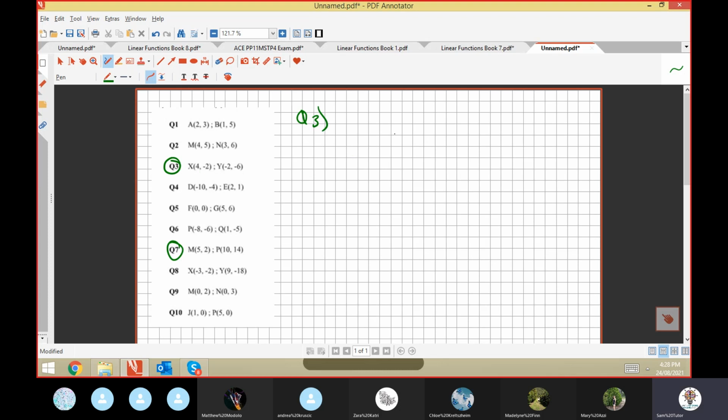X is (4, -2). I just want to say it one more time. Don't forget, you can use the other formulas that you're used to, but right now we're trying to learn it through rise and run. X is 4, 1, 2, 3, 4, and -2, 1, 2. So that's X, and Y is -2, 1, 2, and -6, 1, 2, 3, 4, 5, 6.